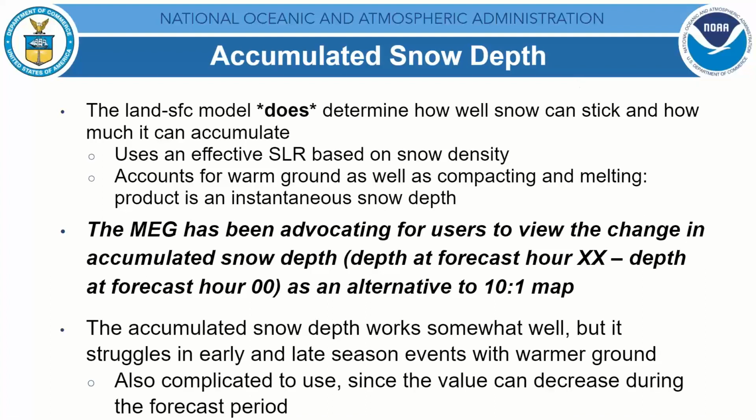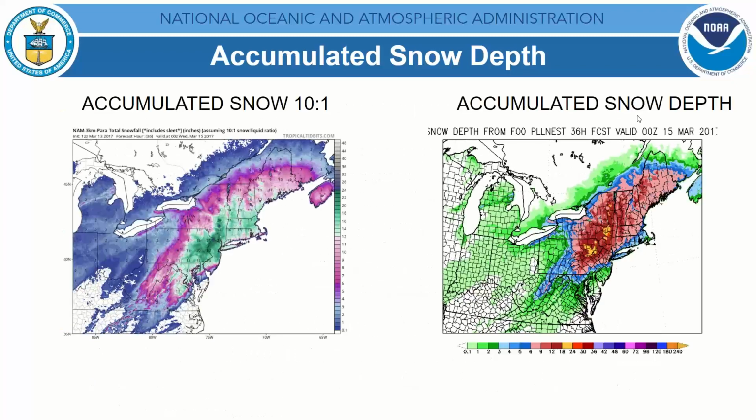So it works somewhat well. As mentioned here, it can struggle a little bit with warmer ground, but we've seen it's actually done pretty well. It can also be a little complicated to use. The value can actually decrease during the forecast period. So you want to take it right at the end of the snowfall and go right from the beginning. So you don't want to wait 48 hours if the snow is ending tomorrow morning, because it will start to melt and compact in the model.